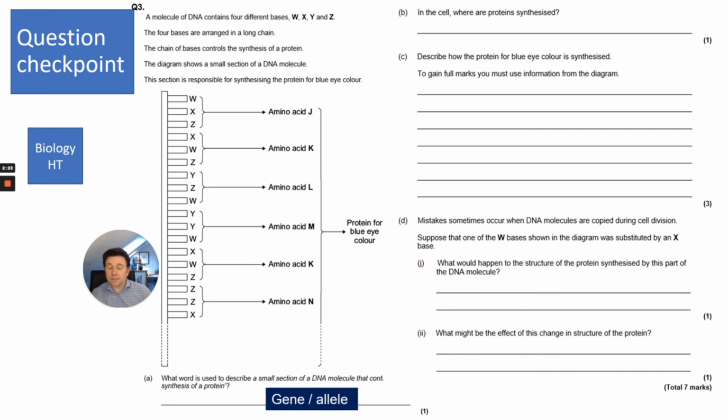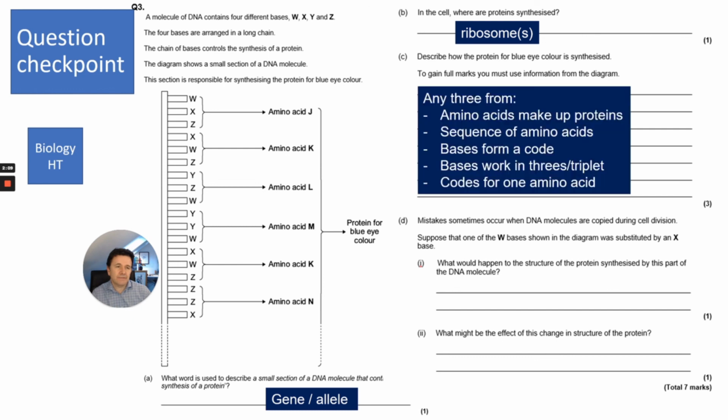Basically, the word used to describe a small section of DNA is the gene or allele. The cell structure where a protein is synthesized is the ribosome. And then describe how the protein for blue eye color is synthesized. You can have any 3 of the following.